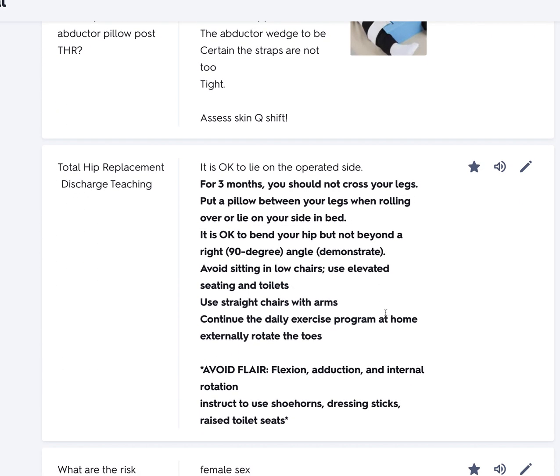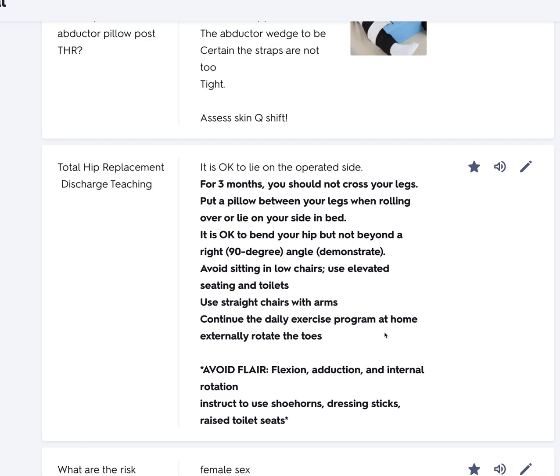All right, hip replacement discharge teaching, very important. Patients need to know it's okay if they lie on the operative side. For 3 months, they cannot cross their legs. They do need to keep a pillow in between their legs if they're in bed and they want to roll over to their other side or lie on their side in the bed, right? Because you never want the leg on the side the surgery was done to adduct. Adduct means move in, okay? You don't want that. And it's okay to bend their hip, but not beyond a 90-degree angle.